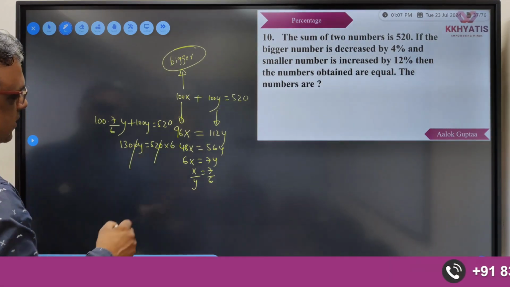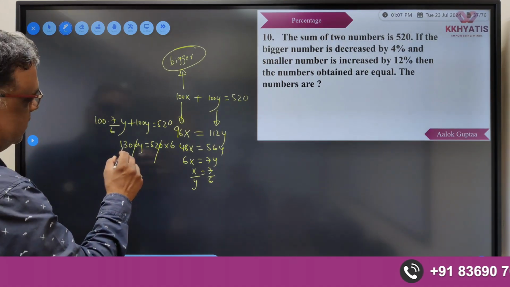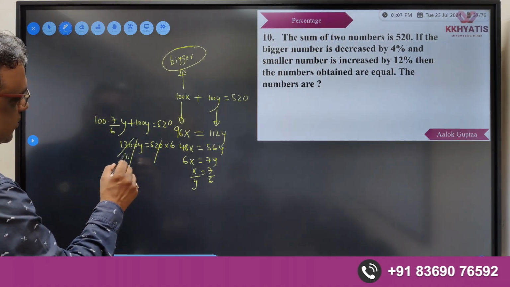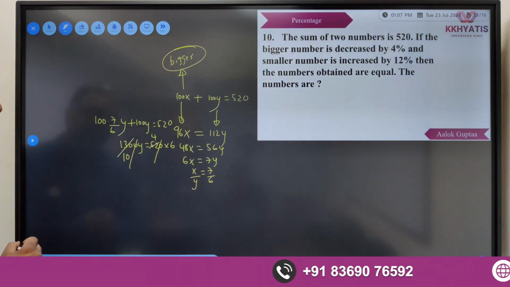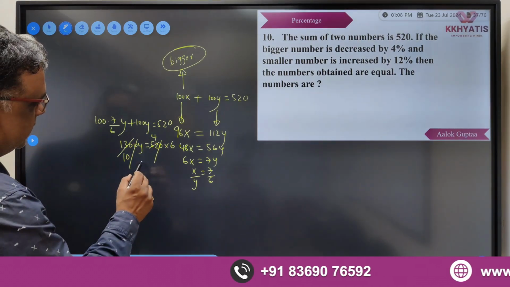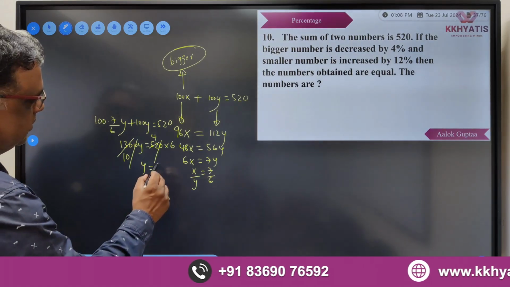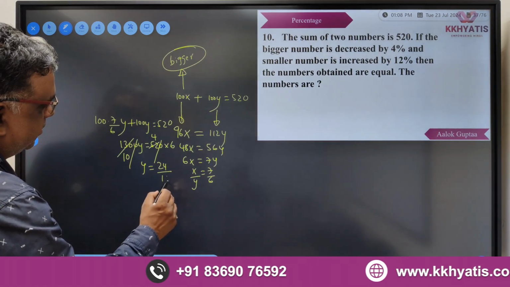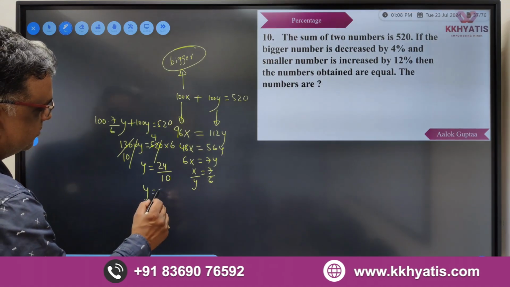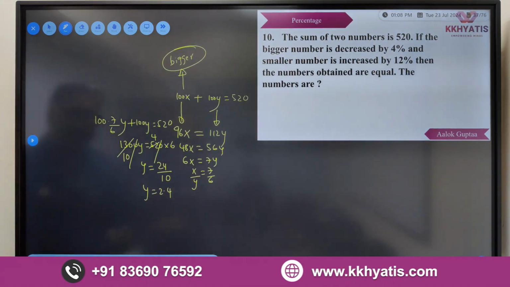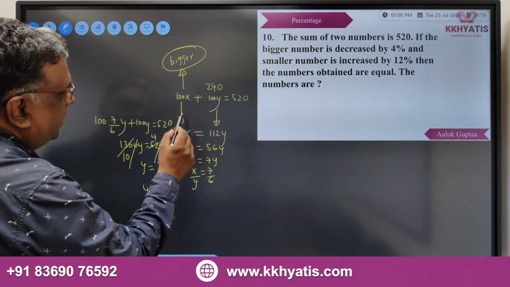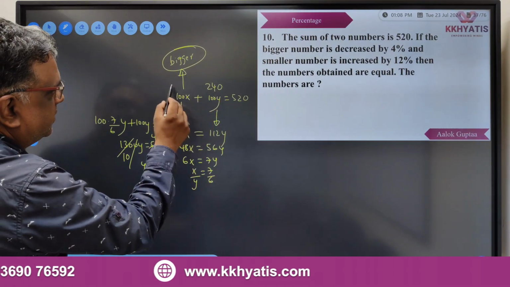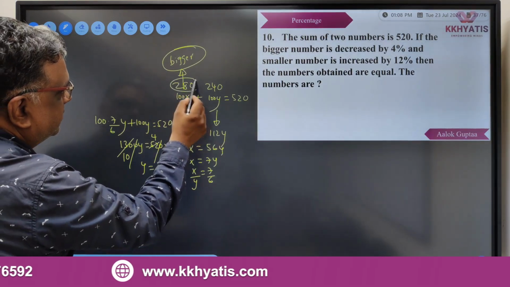This 0 will cancel with 0, this will become 10, this will become 4. So y is 24 upon 10. So y becomes 2.4. So the first number is 100y. So this becomes 240. And the sum is 520. So the other number will become 280.